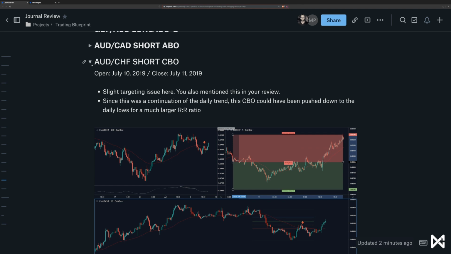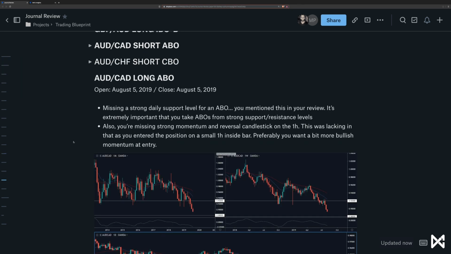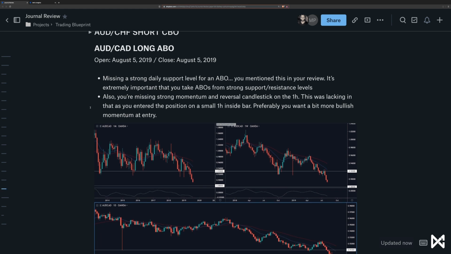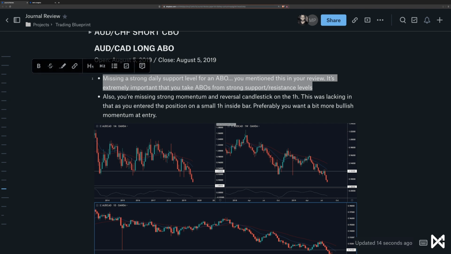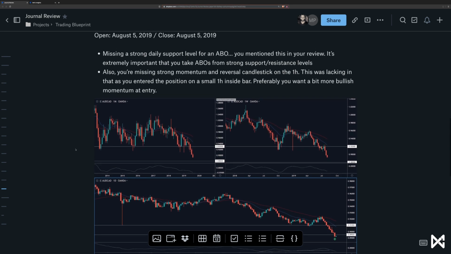It would have been a loss, but this is an example where you can increase your reward to risk ratio to be above 1-to-1. AUD/CAD long ABO. So, missing a strong daily support level for an ABO, you mentioned this in your review. It's extremely important that you take ABOs from strong support and resistance levels. This is major key. This is mandatory. It is a must that you take advanced breakouts off of major support levels.